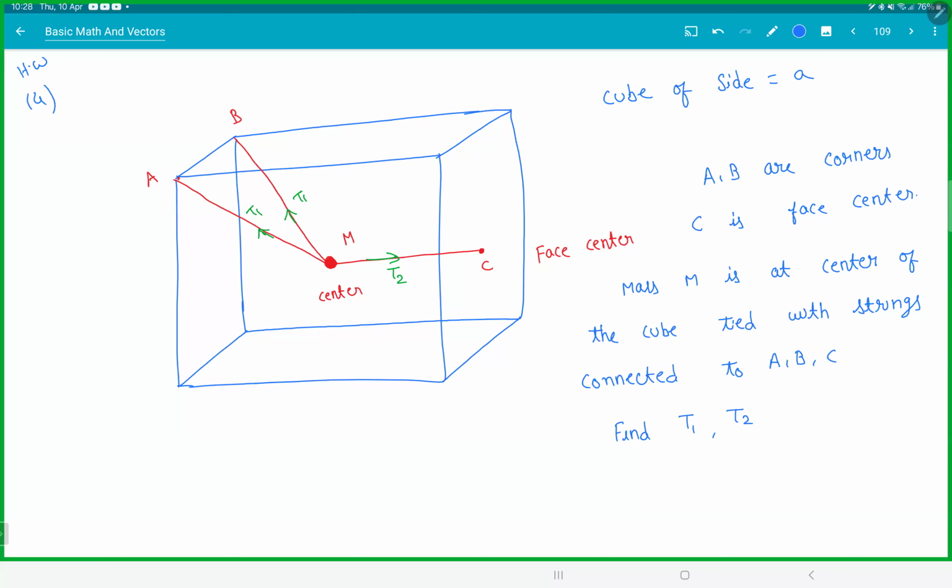Okay. With that, we'll wrap up for the day. Next class when we catch up, we will do something more, like parallelogram law of vectors, triangle law of vectors, and all that stuff. We will do that.